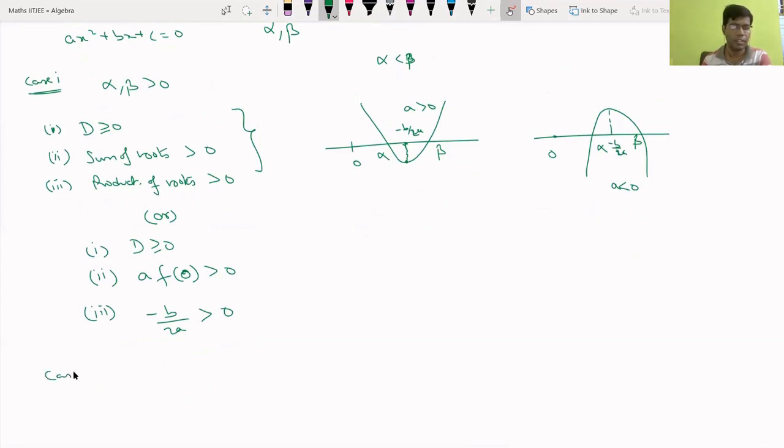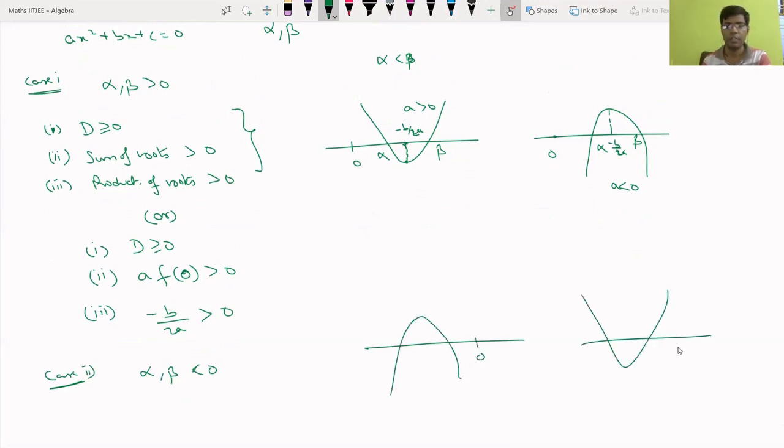Now let's take the second case where alpha, beta are both negative. In that case, I will have 0 here. One way, or this is another way. Here I have alpha, beta, because we have taken alpha is less than beta. So again here it is alpha, beta.